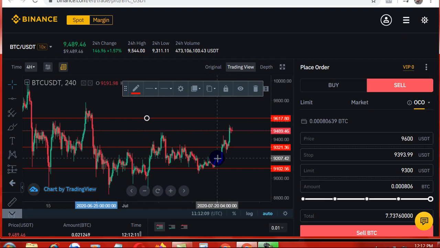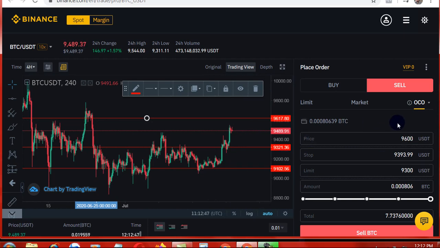So what you want is a situation whereby when the price gets to this point, that is when you sell. But in some other situations, it might not really get to that side before it starts selling. So you want to do a form of hedge, whereby whichever way it goes, you will not be at a loss. You have to protect your investment. So what you do, you place your sell under the OCO trade order.